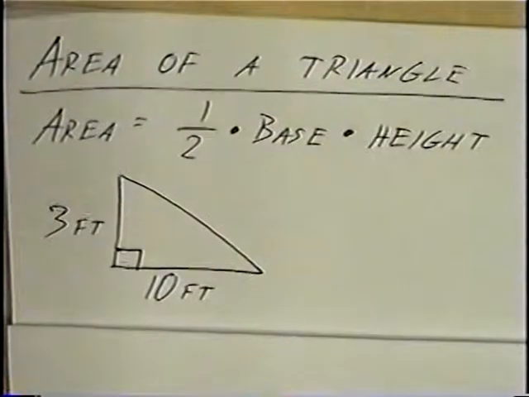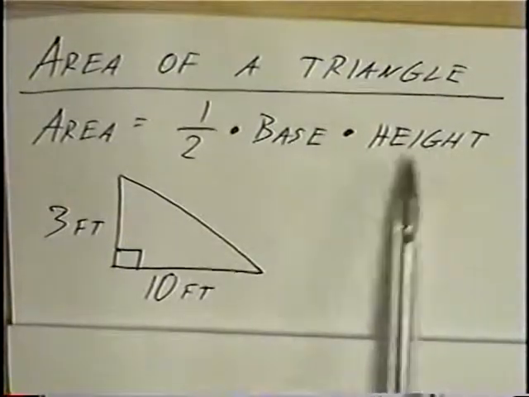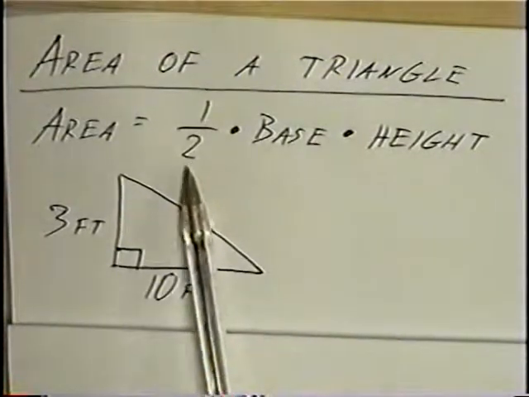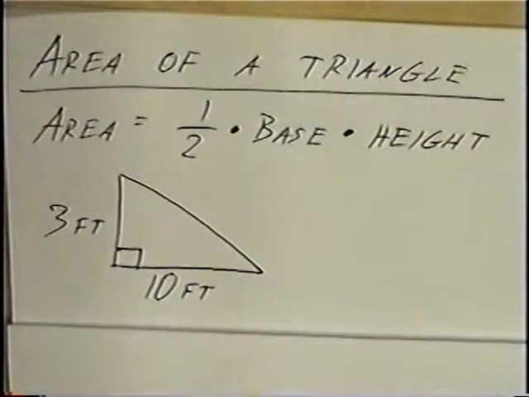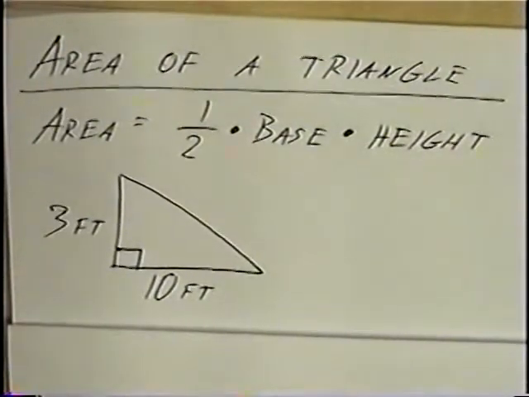Area of a triangle. The formula for the area of the triangle, similar to a rectangle, is base times height, but we're going to multiply by 1/2, or we can also divide by 2. So the area is 1/2 times base times height.